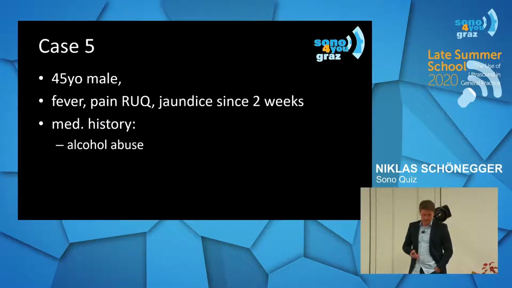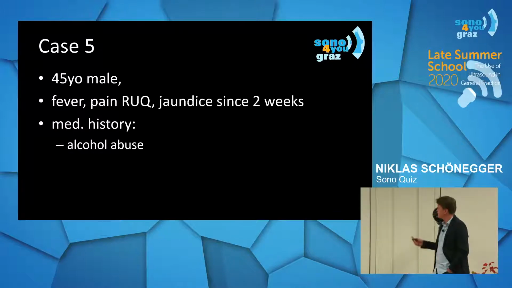The next case is a 45-year-old male who presented with fever, pain in the right upper quadrant, and jaundice since 2 weeks. Also, this patient had a history of alcohol abuse. Maybe this is why he waited 2 weeks with going to hospital because of jaundice. This is normally a symptom which leads patients very, very quick to doctors.